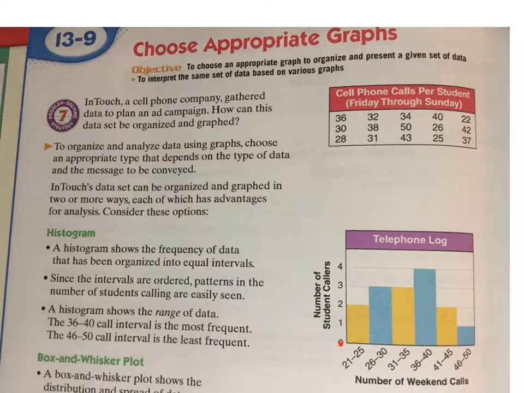So what it means is down here you have some intervals, and it's the number of weekend calls. So 21 to 25 calls, 26 to 30, 31 to 35. So what that means is, if you look at the first bar here, number of calls, so 2 students will make 21 to 25 calls. Here, 3 students make about 26 to 30. And this is their data that they have collected for a number of student callers. So they sampled some student callers, and this is the results they got from their data.